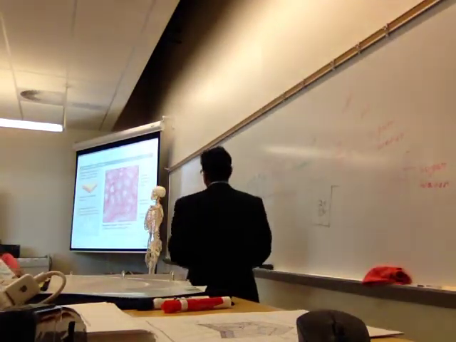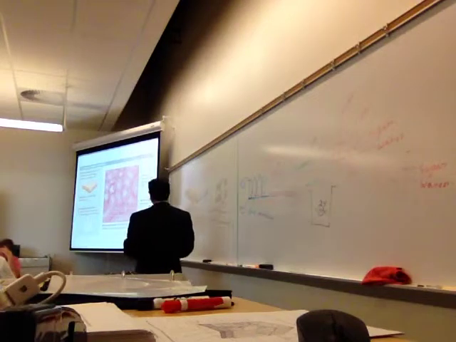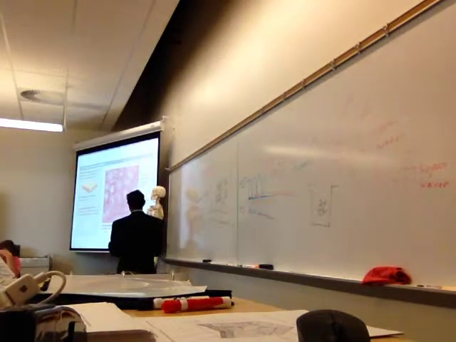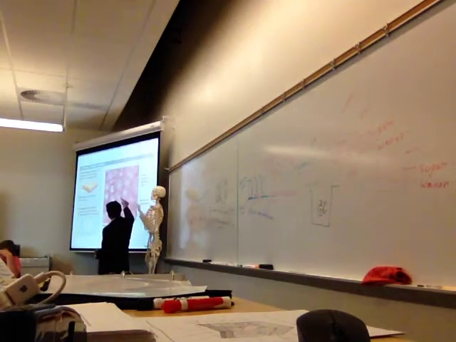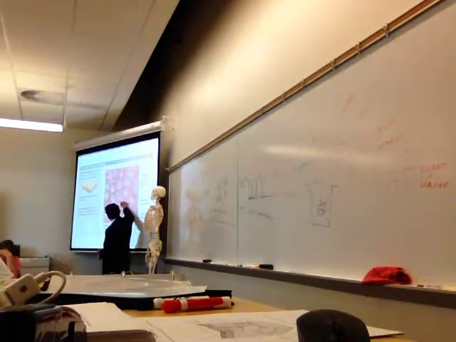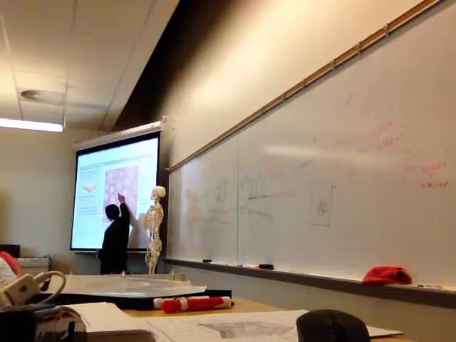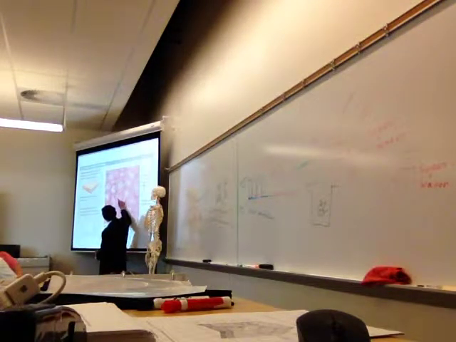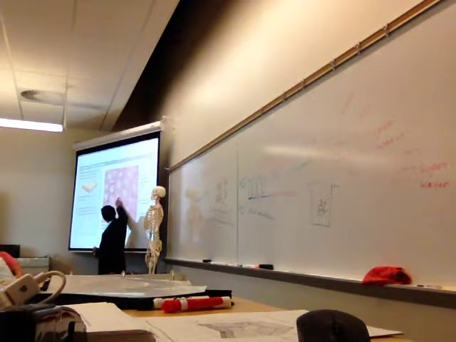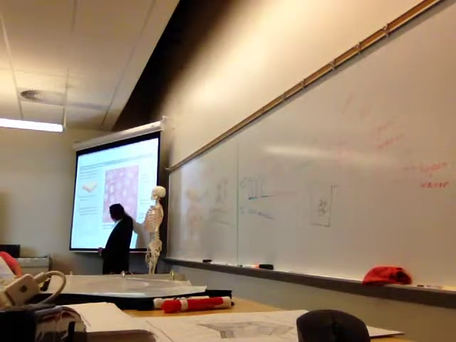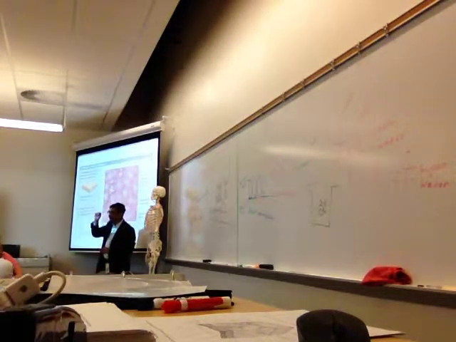Simple cuboidal, a single layer of cuboidal cells. If you look carefully, the wall of these tube-like structures. See, this is a cuboidal cell. In many cases, it will be very difficult to see the cell membranes. So remember, you have to be very careful when you see the tissue under the microscope.